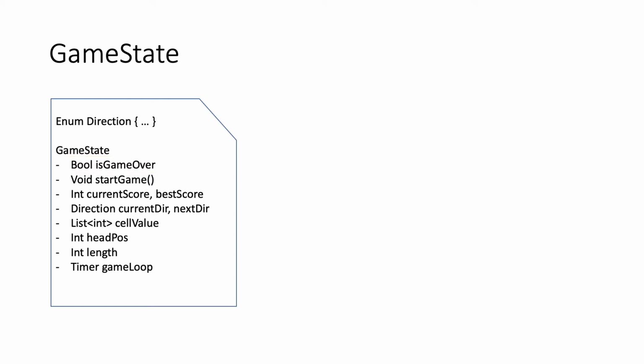For this, we need a method to start a game, so let's call it startGame. We'd also need to display the scores here, one for the current score, another for the best score. So we need 2 integers, again call them current score and best score. We also need to keep the direction of the snake's movement, which could be either up, down, left, or right. So we need to define an enum for that.